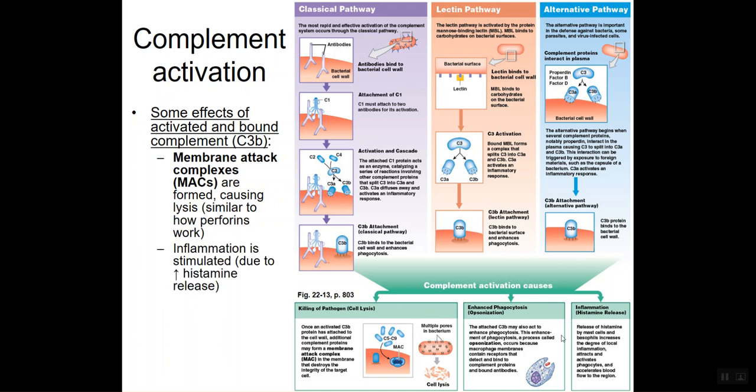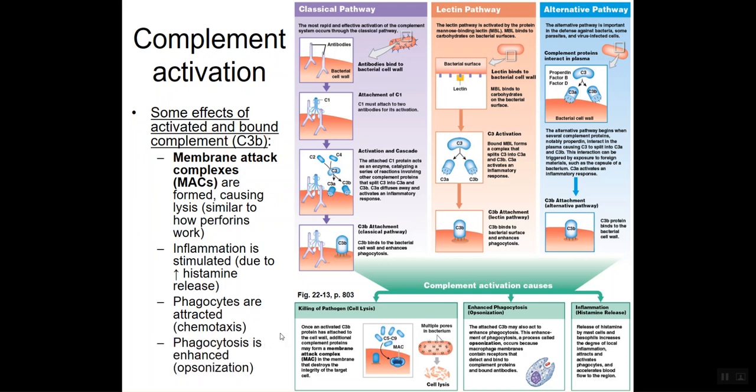In addition, complement can cause additional histamine release to increase inflammation, which remember, inflammation, a little bit goes a long way. You do need some, so this can be a good thing. That will also attract and activate phagocytes that might be nearby. So we're attracting some additional phagocytes to the area. So these are all things that C3b is doing.